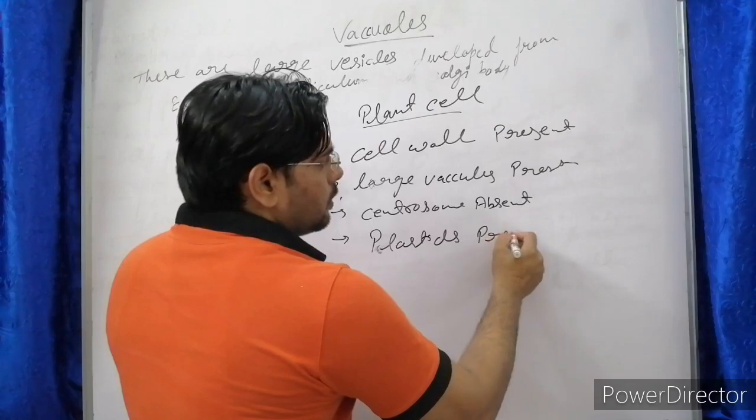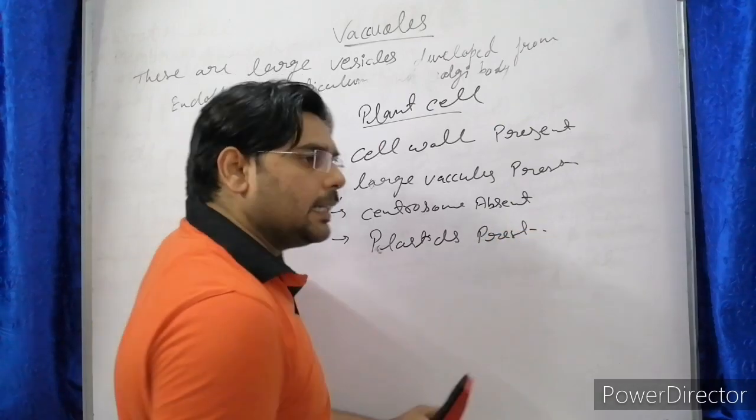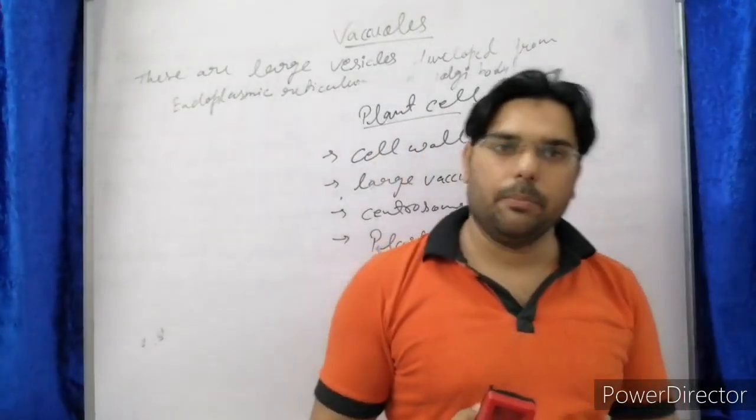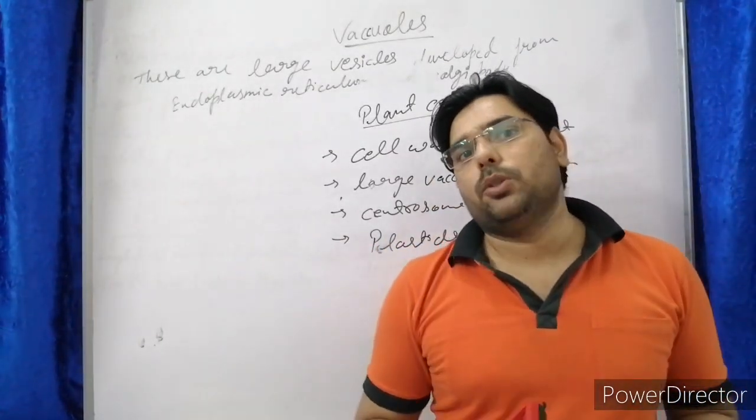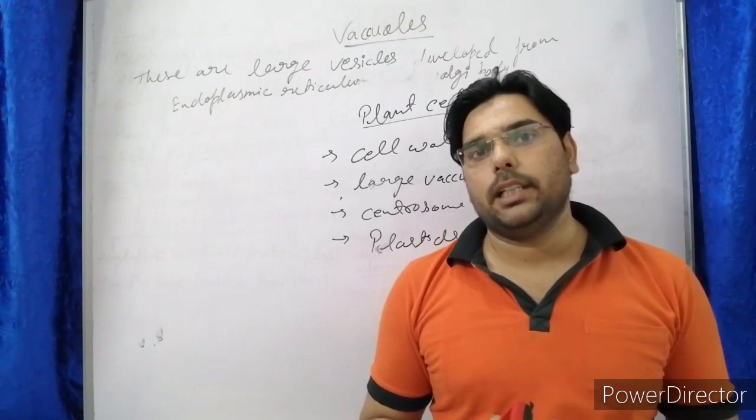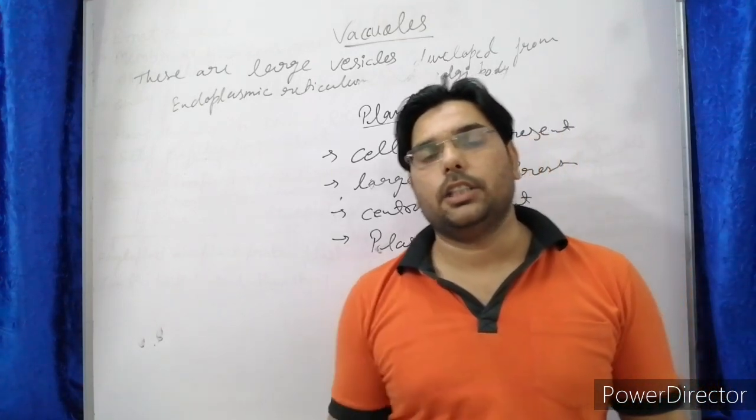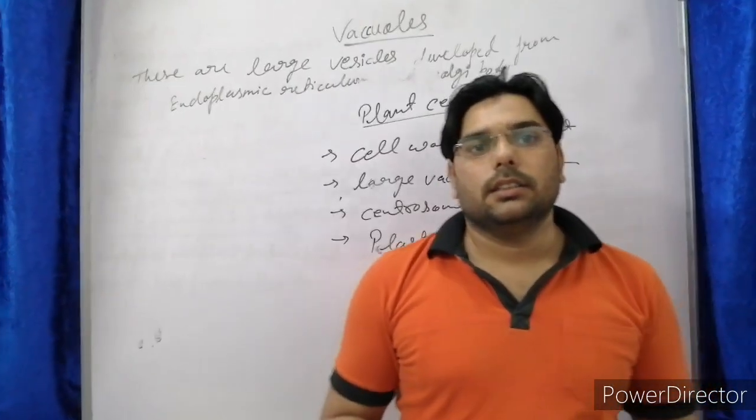Plastids are present in plant cells whereas absent in animal cells. So these are a few differences between animal and plant cells. You have to write the difference between animal cell and plant cell. This is very important. In the next session we will study cell division.